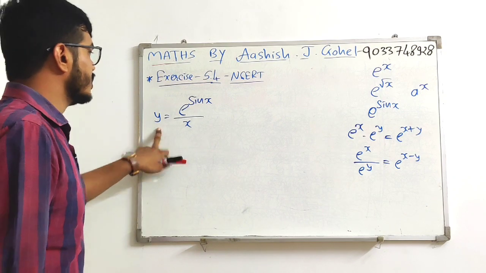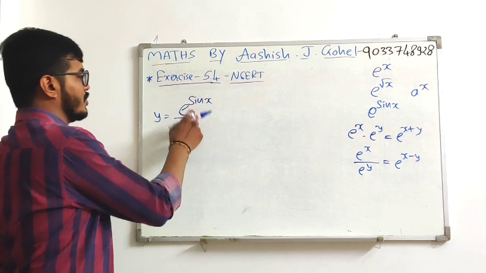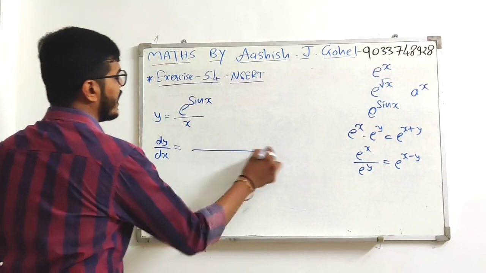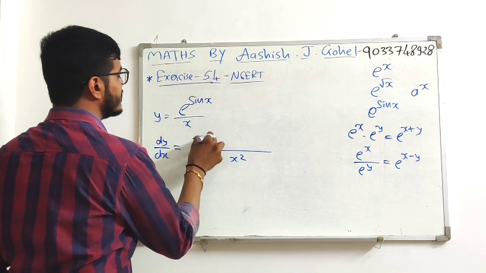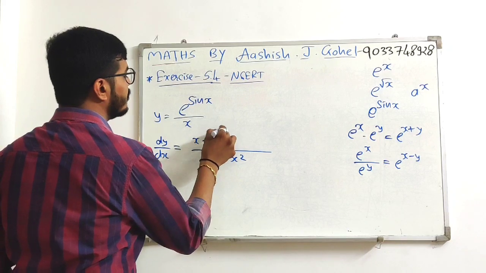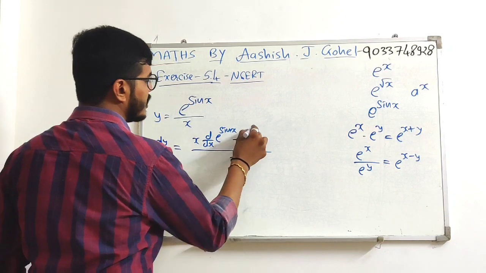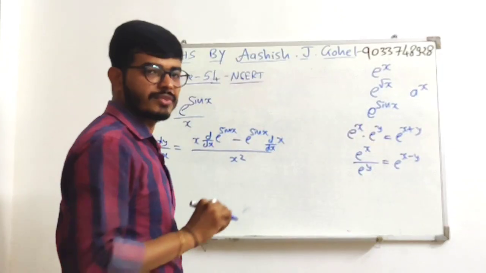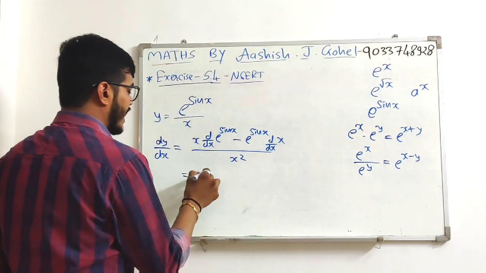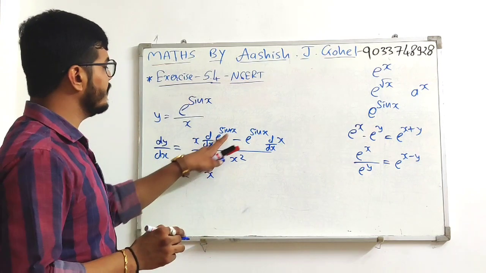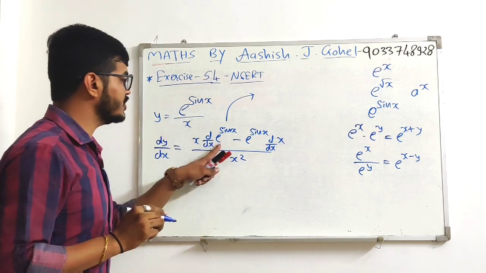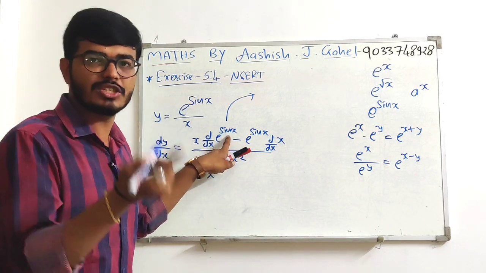So what will we do? The first thing we need to apply is the division rule. According to the division rule, we have the square of the denominator in the denominator, and in the numerator the denominator as it is times the differentiation of the numerator minus the numerator as it is times the differentiation of the denominator. Now how will we differentiate this function? We know that the differentiation of e raised to x is e raised to x only.